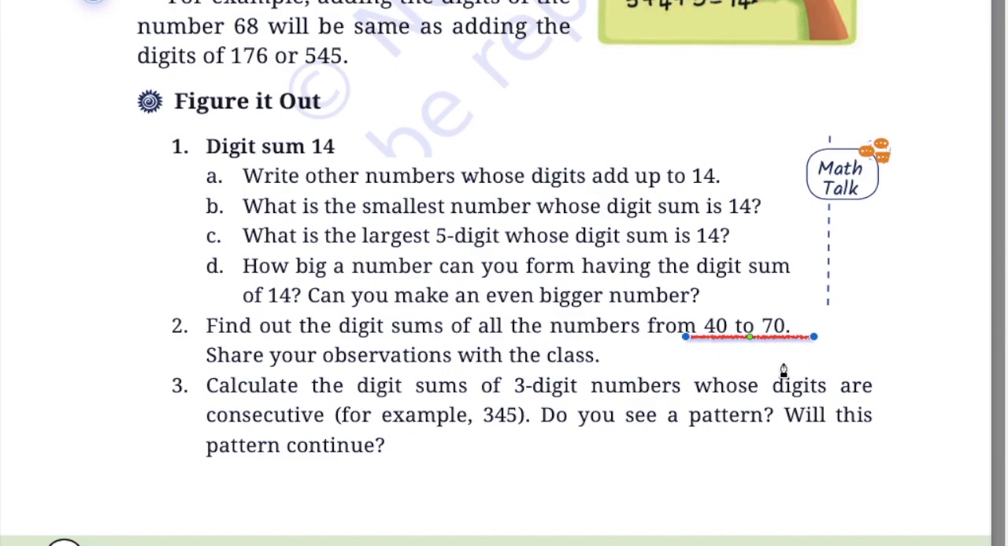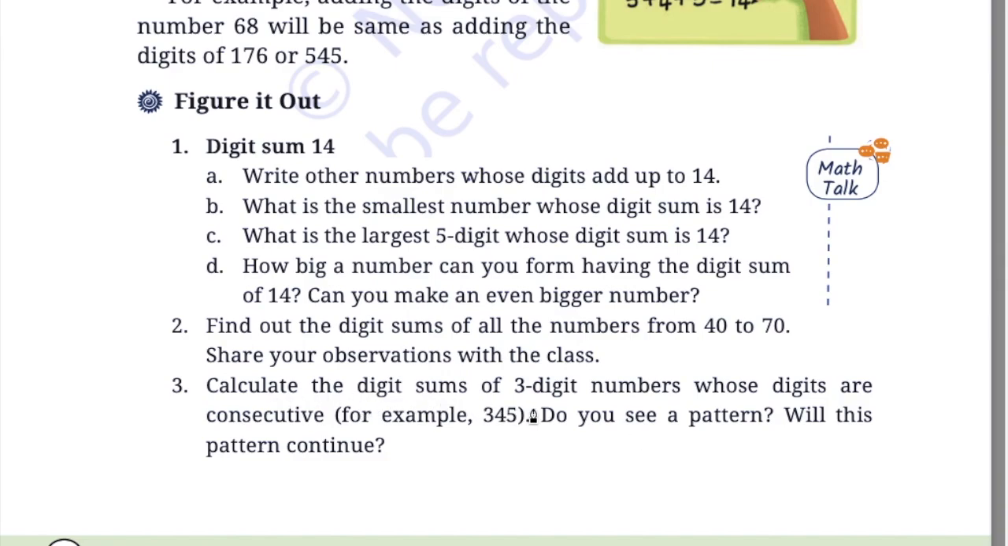After 40, the next number will be 41, then 42, 43. Likewise, first you write the counting, and then side by side you show the sum of the digits. Sum of the digits for 40 is 4 plus 0, 4. For 41, sum of the digits 4 plus 1, 5, then 4 plus 2, 6, then 4 plus 3, 7. So likewise you check and share your observation with the class. Solve these questions in the notebook by writing these numbers and finding the digit sum. Great, good students.